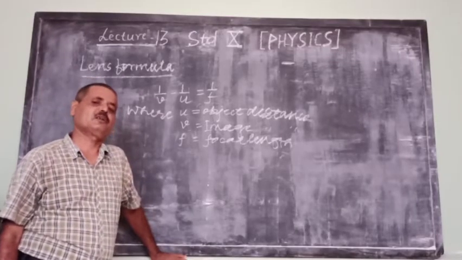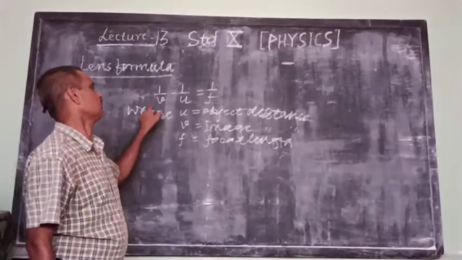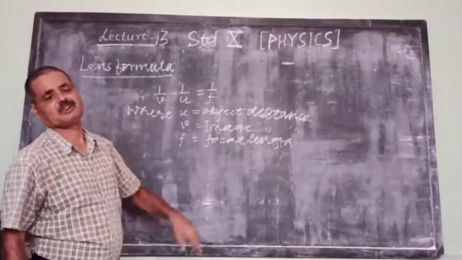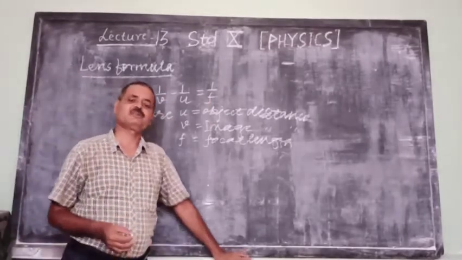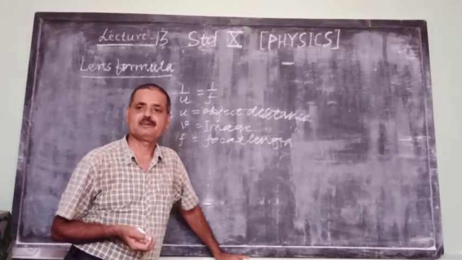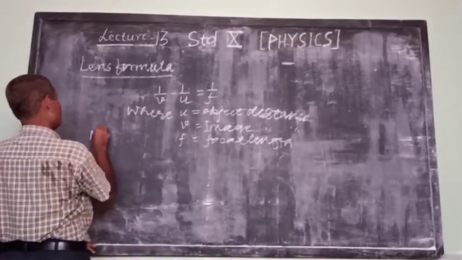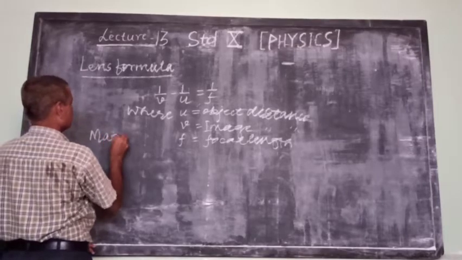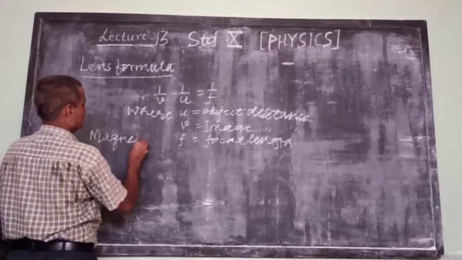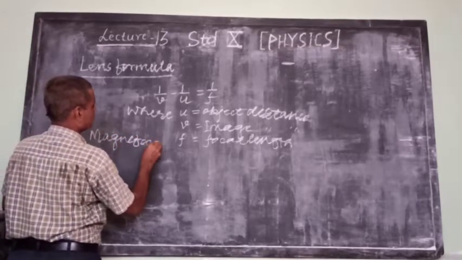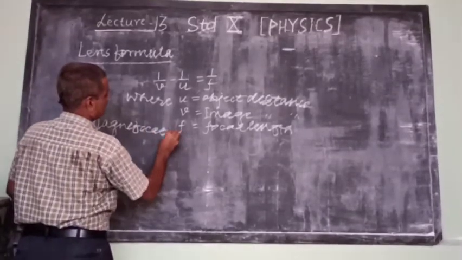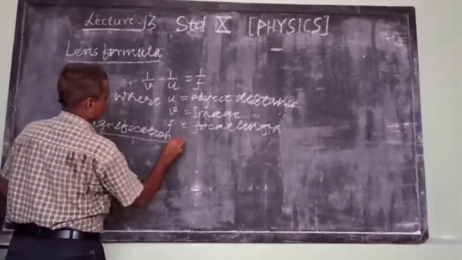We can solve the numericals related to this. Among these three, if two are known, then the third can be easily calculated. Now we should know about magnification. So what do you mean by magnification?